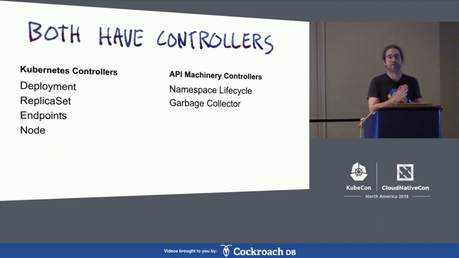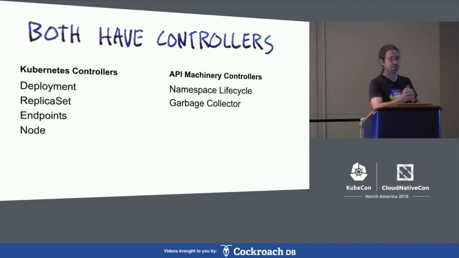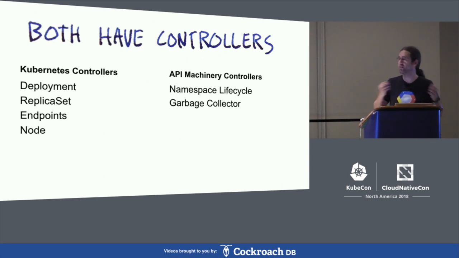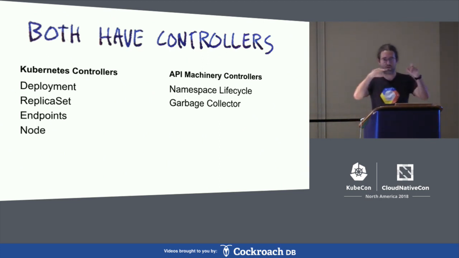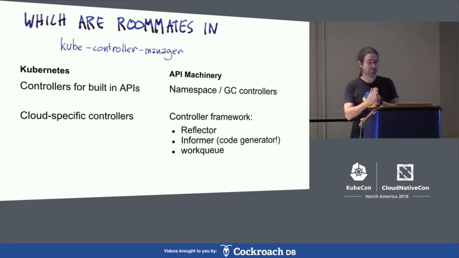Controllers, the other aspect, like all the business logic of Kubernetes goes into controllers. So Kubernetes has the controllers that enact your will for the deployments, replica sets, endpoints, nodes, all that good stuff. And API machinery also has some controllers because we own some facets of the system. So the two main ones are the namespace lifecycle. Like you delete a namespace, it goes and cleans up all the objects that are sitting in that namespace. We also own the garbage collector, so you delete the root of a tree of objects and it walks them and deletes them for you. So that's API machinery owned. And all of this stuff is in controller manager.